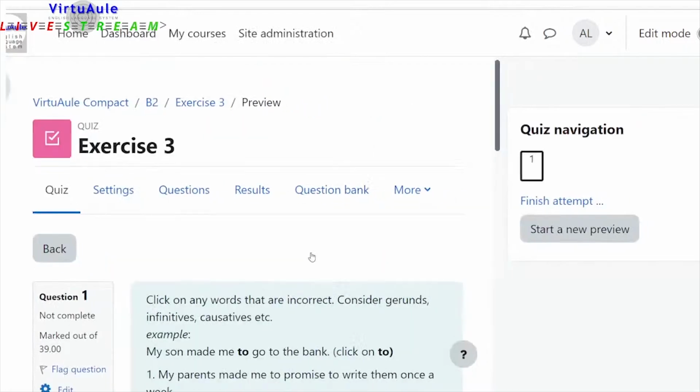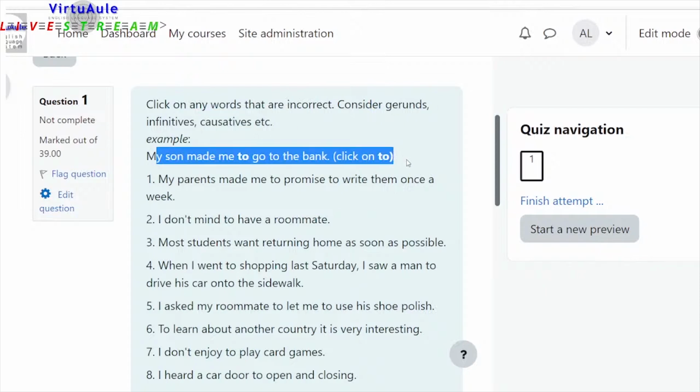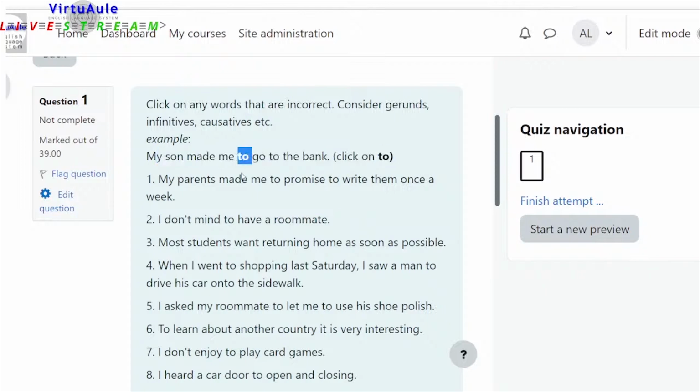This is error analysis. So you have click any words that are incorrect. Consider the gerunds, the infinitives, and causatives. Example, my son made me to go to the bank. Okay, you need to click on the word to, because to is a mistake. My son made me go to the bank. There's no to here. So you have to read the sentence and decide which words are incorrect.